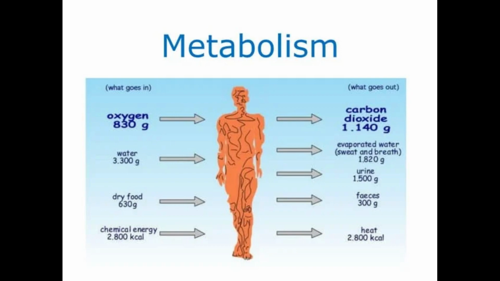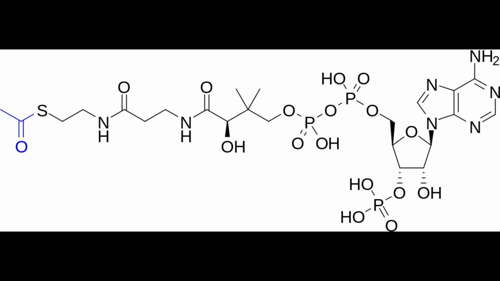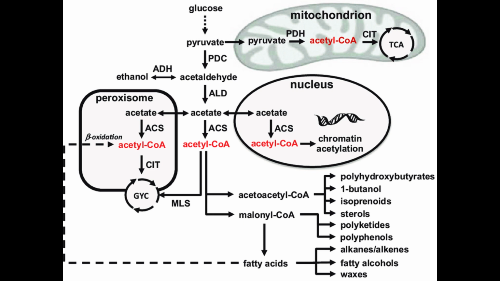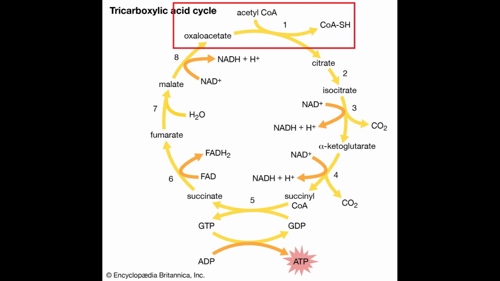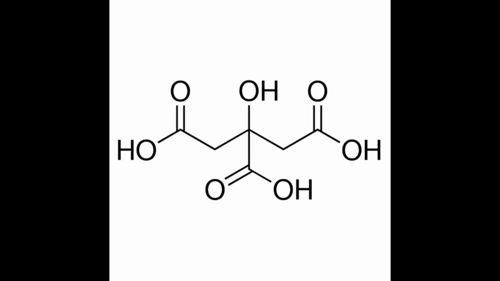To accomplish this, complex biomolecules are broken down into acetyl-CoA, where it is fed into the TCA cycle in our mitochondria. Acetyl-CoA is reacted with the 4-carbon molecule oxaloacetate to form citric acid, also known as tricarboxylic acid, hence the name tricarboxylic acid or TCA cycle.